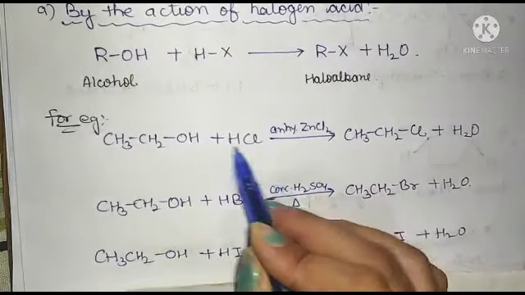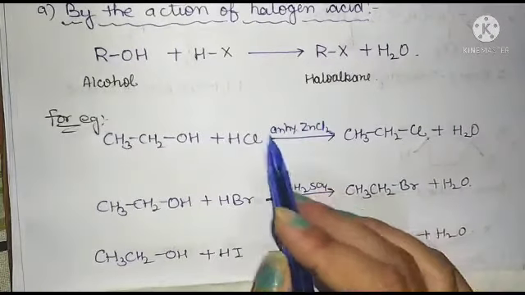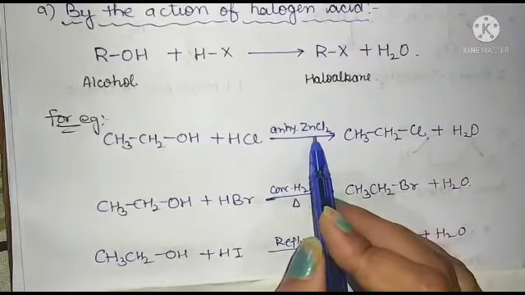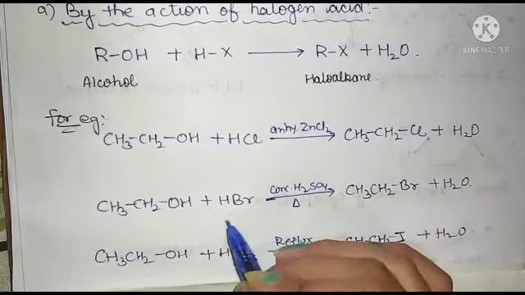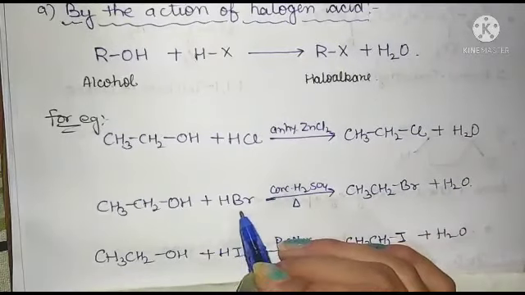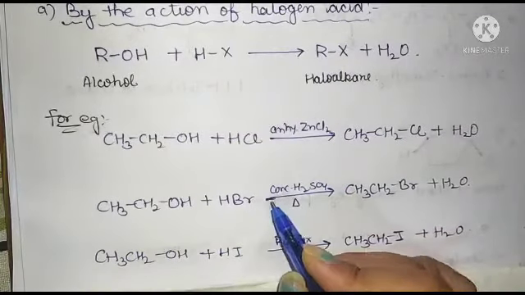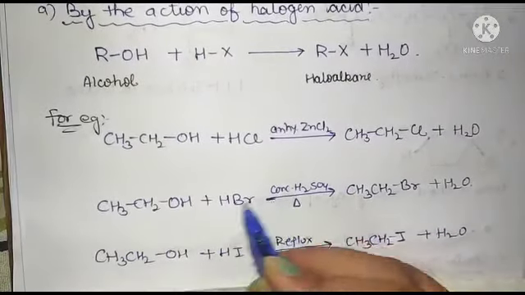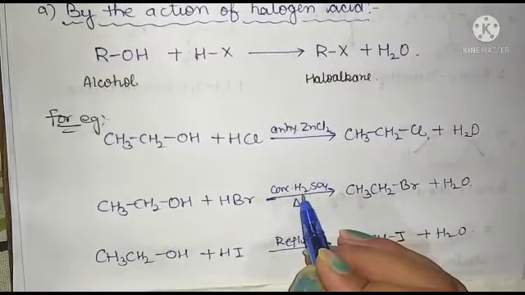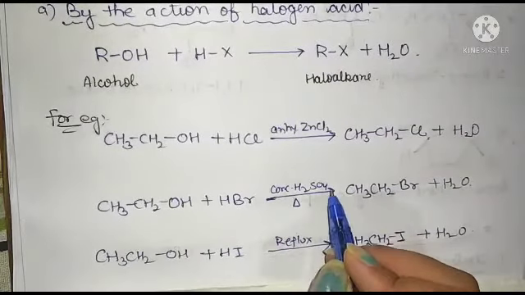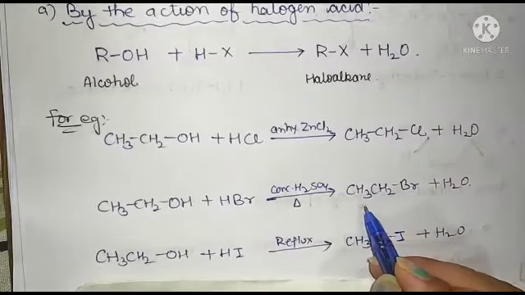Similarly, next we take the example of bromine. In the case of HCl, we are using ZnCl2, which is zinc chloride. But in the case of HBr, we don't need this zinc chloride. This happens in the presence of concentrated H2SO4, so it will form bromoethane.